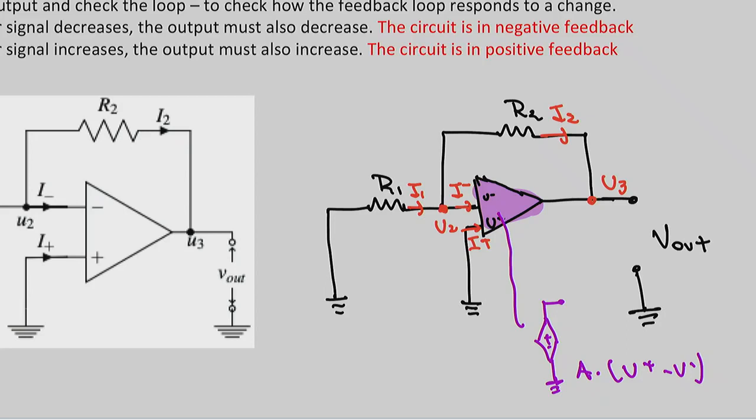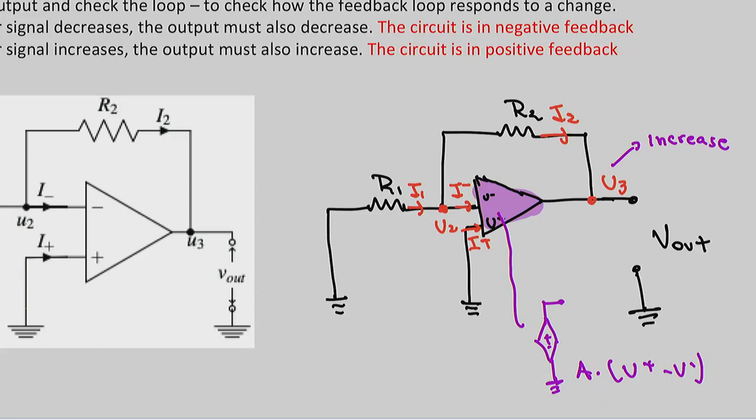So first step, we completed. We drew our circuit without the voltage source. Now we are going to wiggle the output and see how the system responds. So right here on node 3, where my output is, I'm going to increase the output by a little bit, just to see what happens.